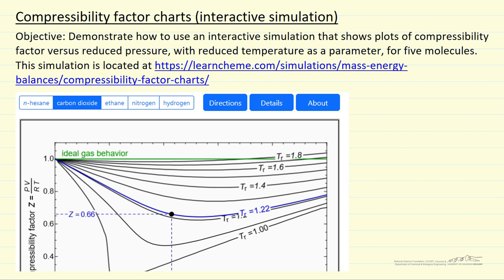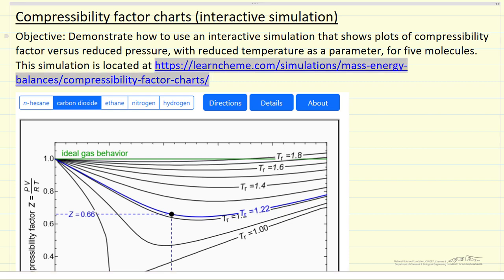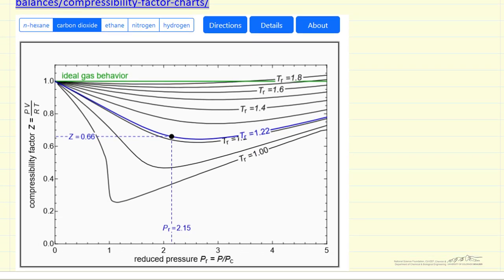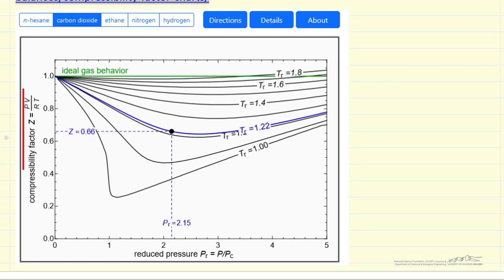I'm going to demonstrate how to use an interactive simulation for compressibility factor charts. And this simulation is located at the link shown here on the LearnChemE site. And what the compressibility factor chart plots is the compressibility factor, Z.